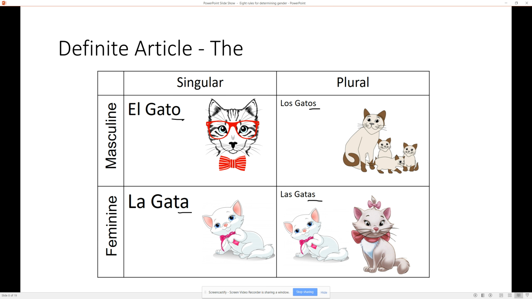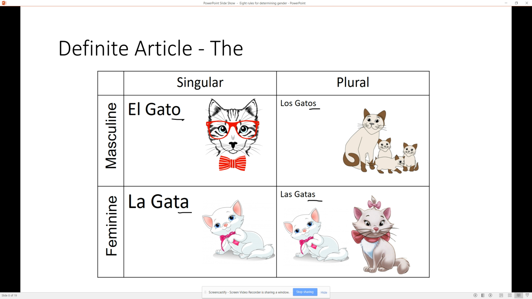I showed this to students in seventh and eighth grade. The in English is the, no matter whether it is a masculine or a feminine word. So the boy or the girl, the girls or the boys, singular or plural, it doesn't change. The is the. However, in Spanish, because we have both masculine and feminine and singular and plural, you're going to see el, that is going to be for masculine and singular.